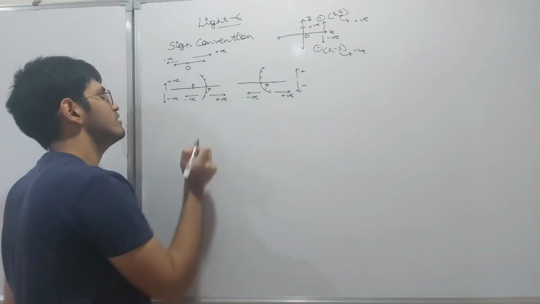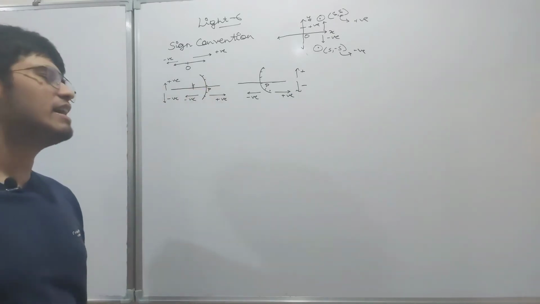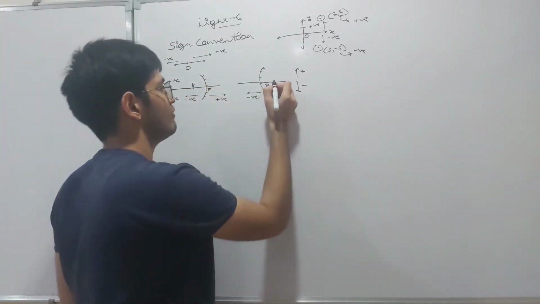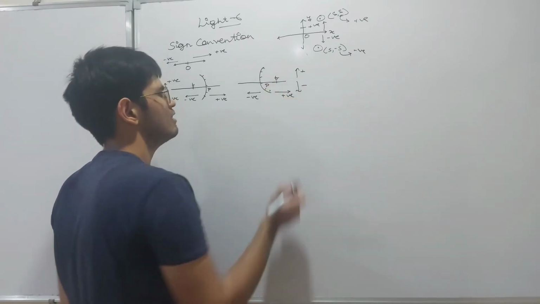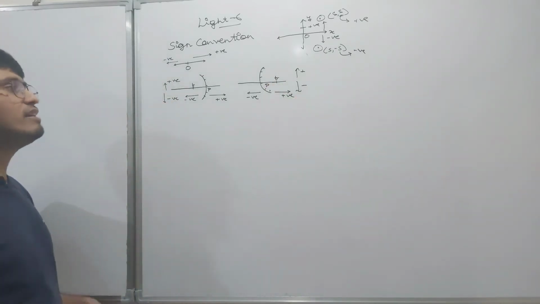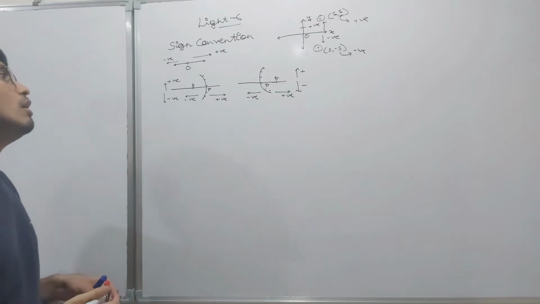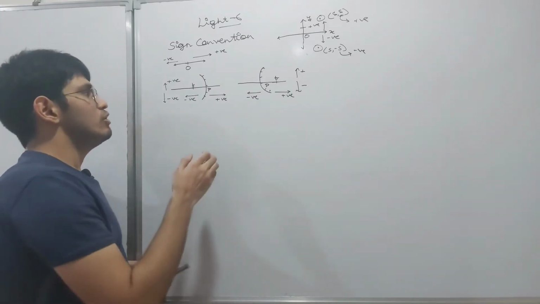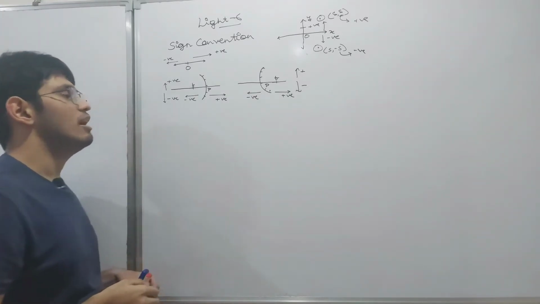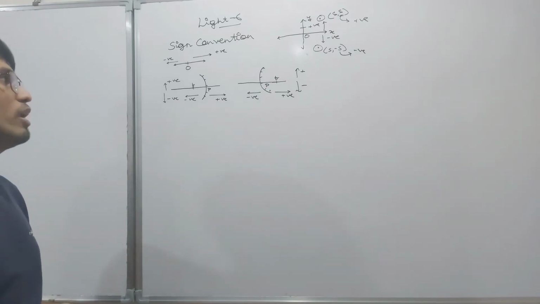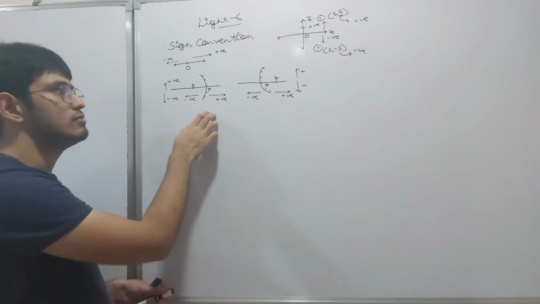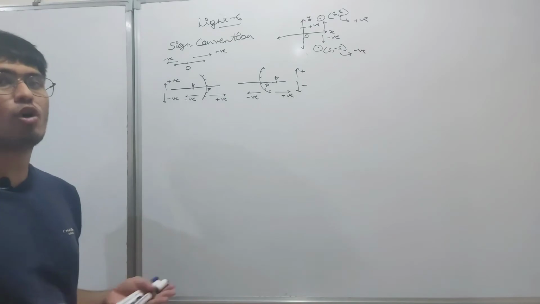This is the principal focus that we are getting. But in the case of a convex mirror, the principal focus is somewhere over here. Now, if I ask you to tell me the direction, the sign of this focal length, this PF is the focal length. So what is the sign of this focal length?